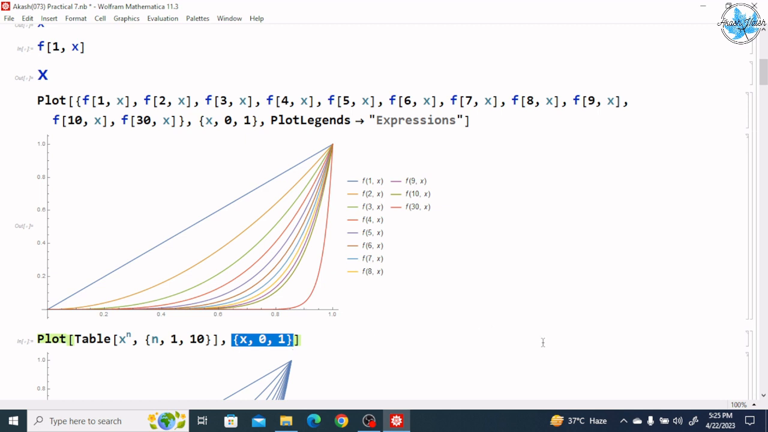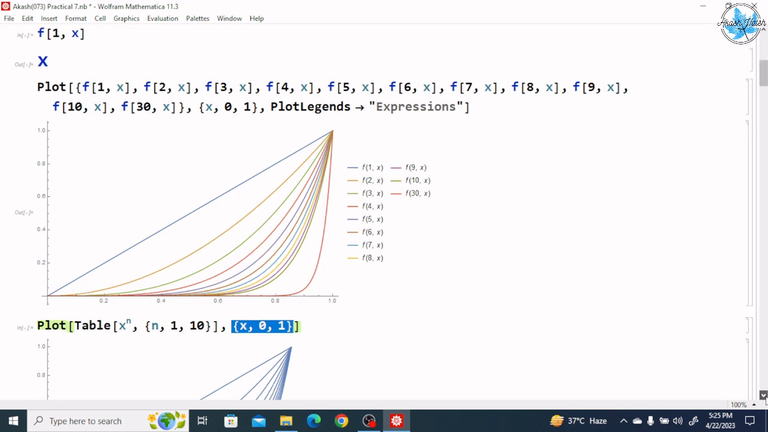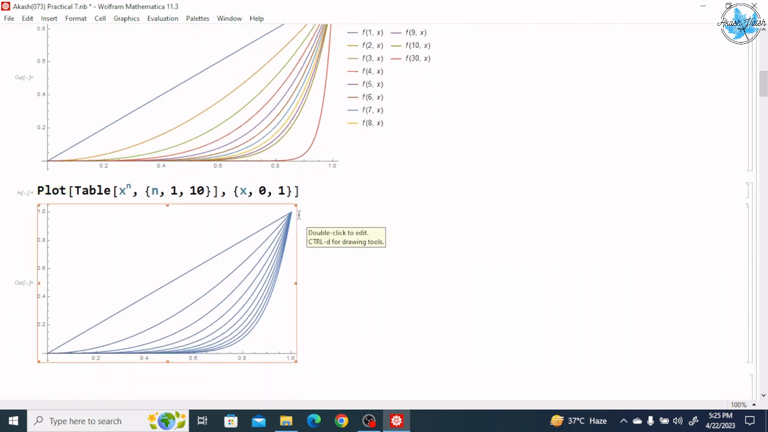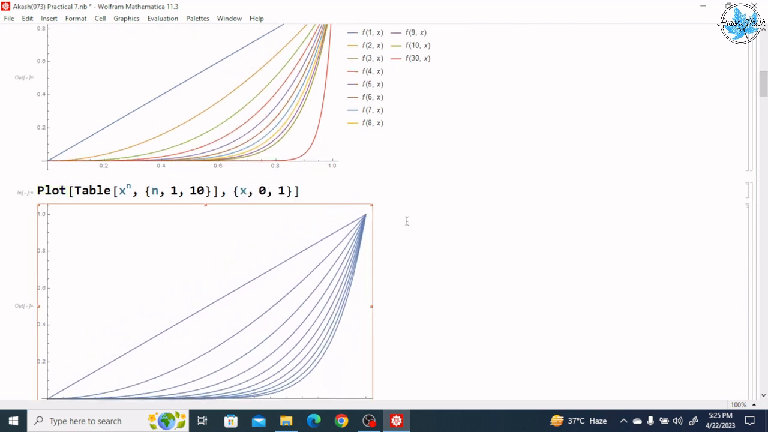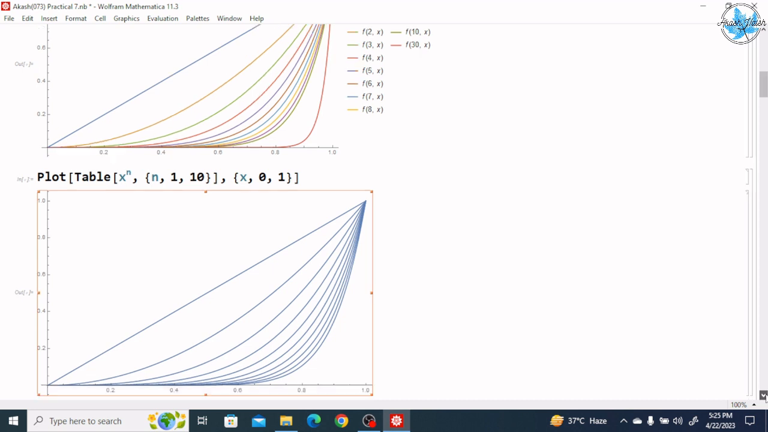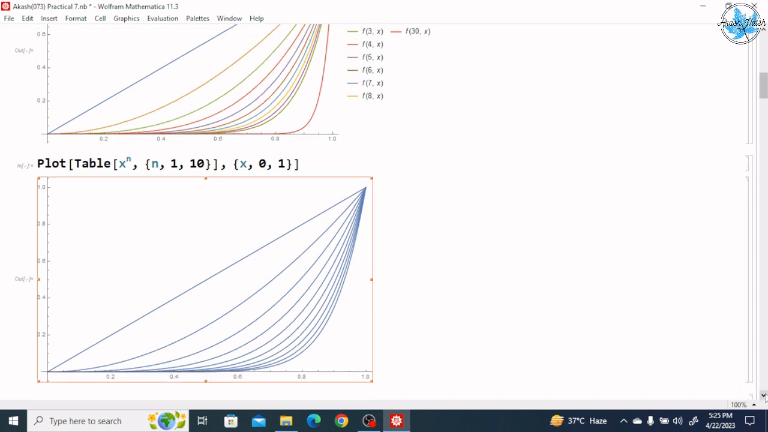So when you press Shift plus Enter, you will get the same result as the above graph. You can see that it is converging on 1 and 0. When the value of x is less than 1, it is converging to 0, and when the value of x is 1, it is converging on 1. So in this way you can see the graph.